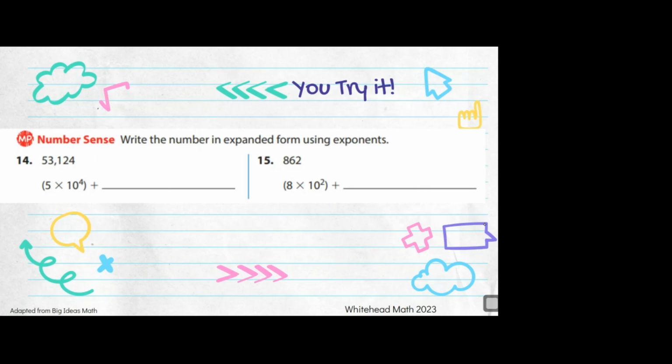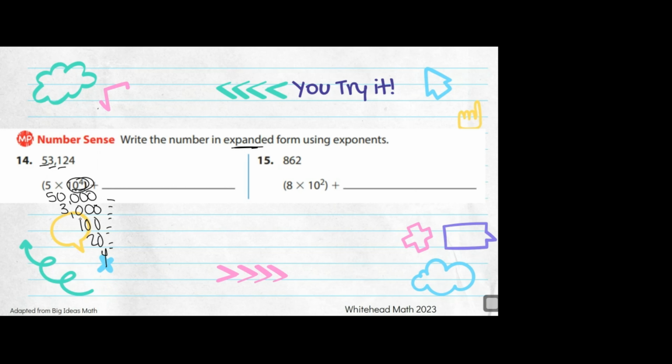Write the number in expanded form using exponents. Okay, so they did the first one for us. So the 5's value is 50,000. The 3 is in the thousands place. The 1 is in the hundreds place. The 2 is in the tens place. And the 4 is in the ones place. So let's write these out. Because they're wanting us to do it in expanded form, and we need to do a power. We need to write it with the power. So they did the first one for us.